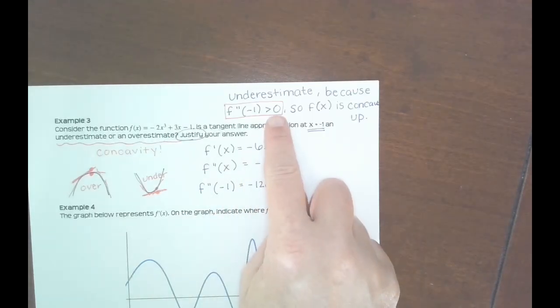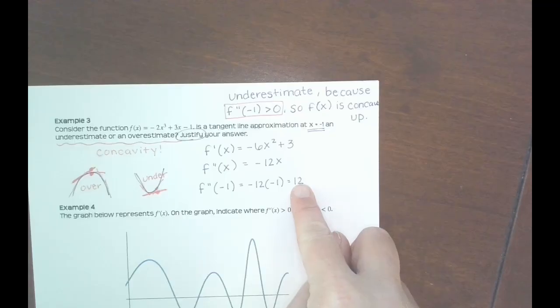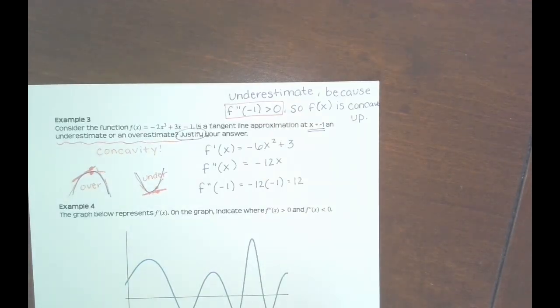I also did not say 12 here. I said that it's positive, because nobody cares that this is 12. What we care about is that it's positive, right? So that's what you want to make sure you have in your justification, okay?